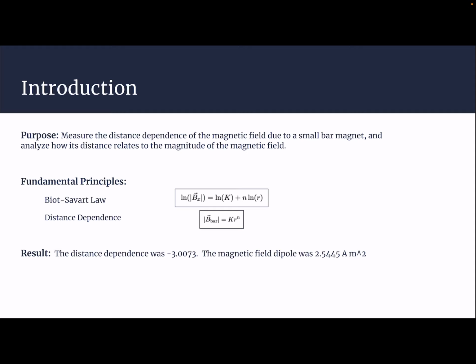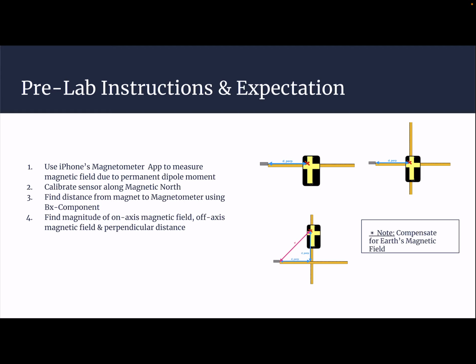For Lab 3, I utilized a magnetometer app from my iPhone as a magnetometer to be able to measure the magnetic field due to the permanent dipole magnet. Before starting the experiment, I calibrated the sensor along the magnetic north. To find the distance from the magnet to the magnetometer for the on-axis calculations, I used the BX component. From there, I then found the magnitude of the magnetic field on-axis and off-axis magnetic field and the perpendicular distance d. Last but not least, I want to emphasize the fact that I subtracted B Earth from the measured Y value in the Y direction to compensate for the measurement of the Earth's magnetic field.